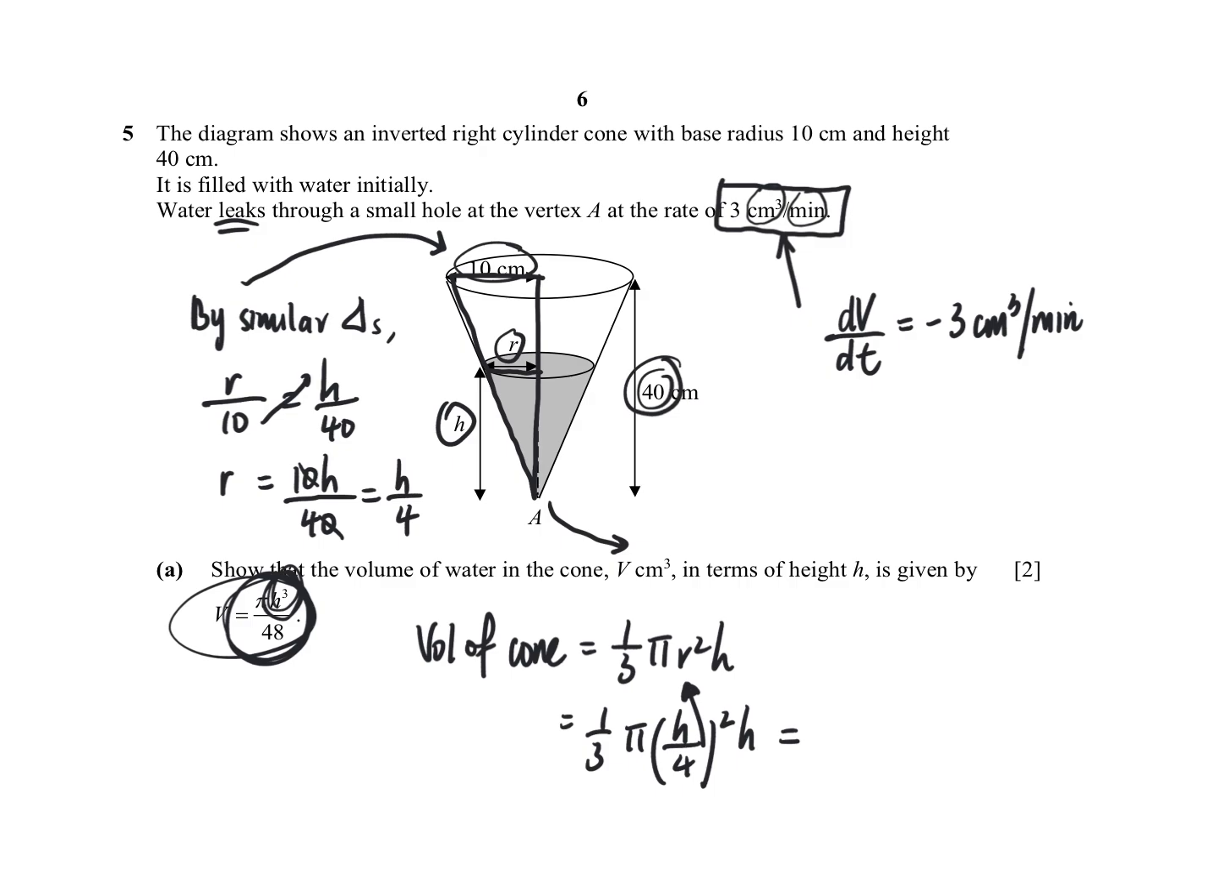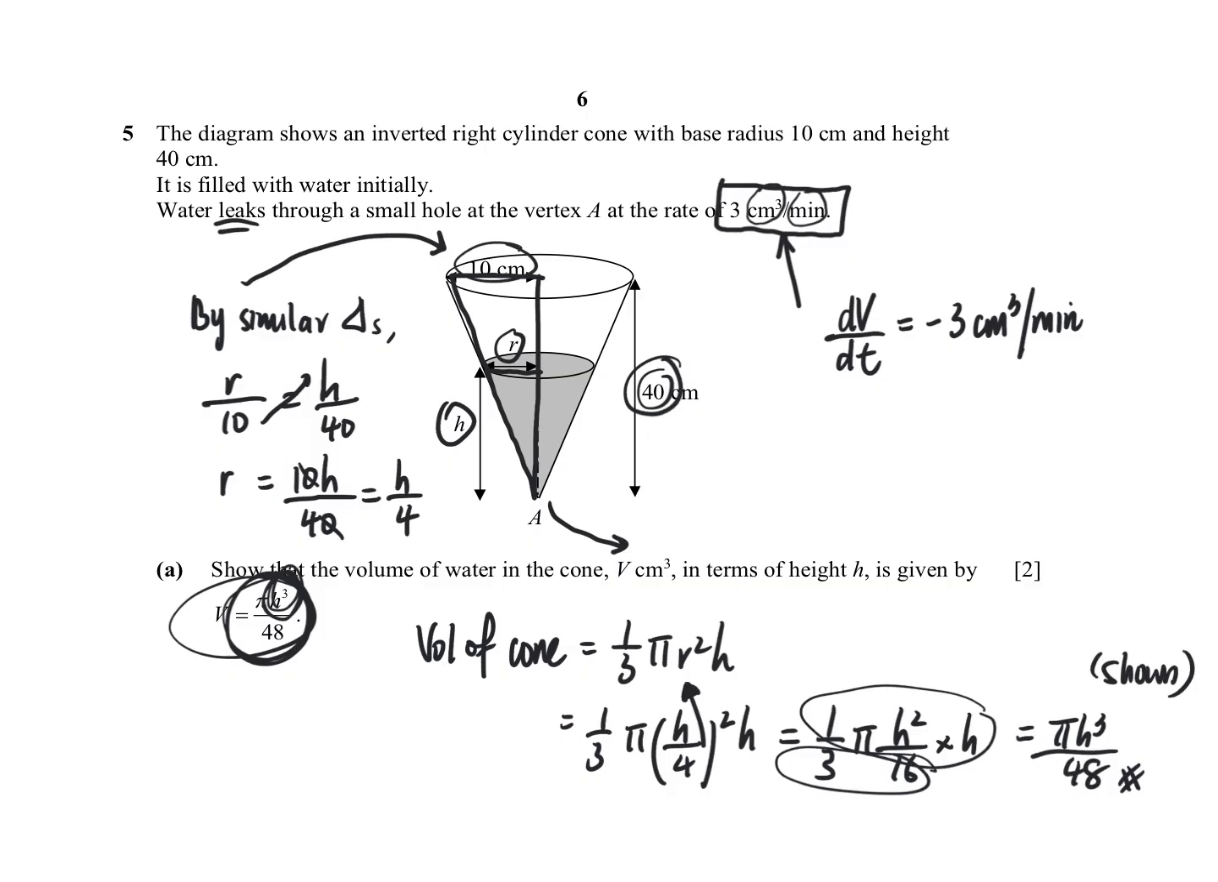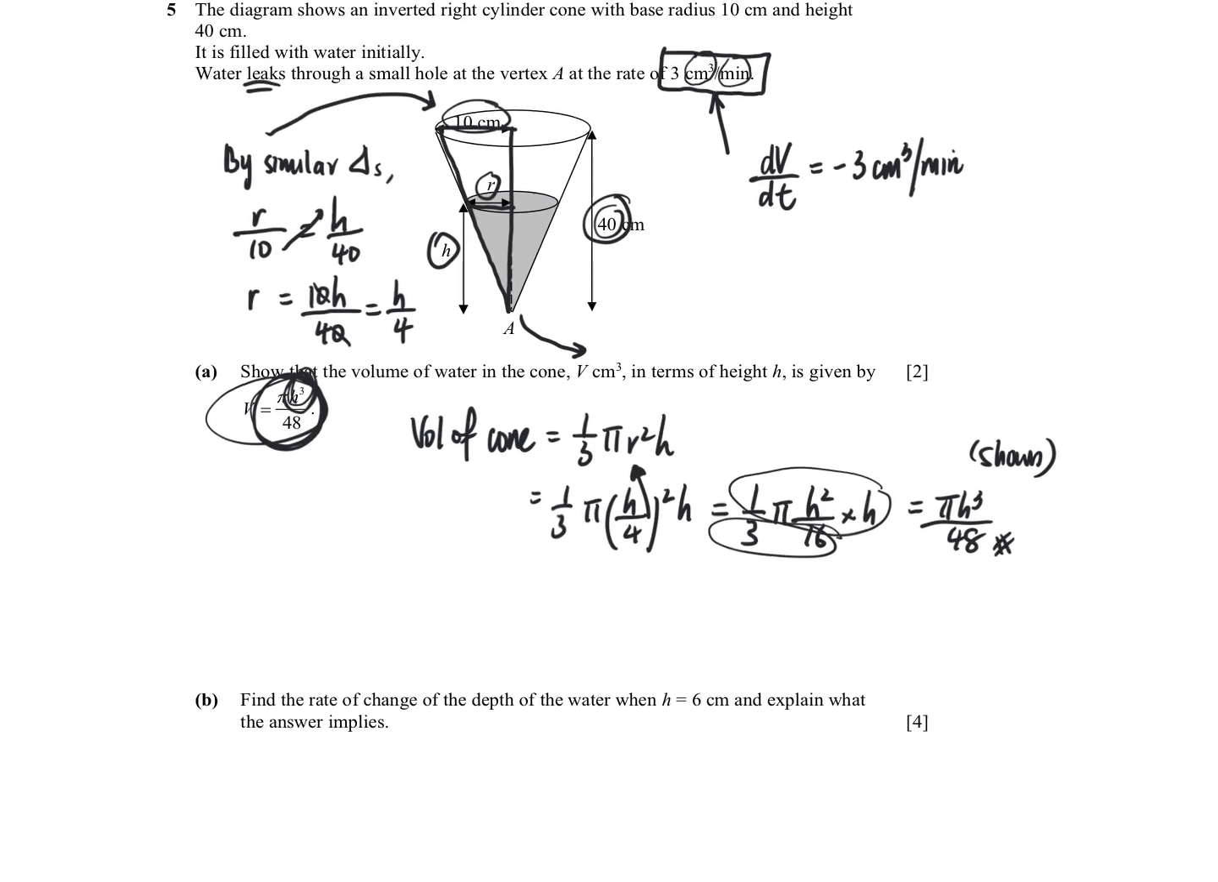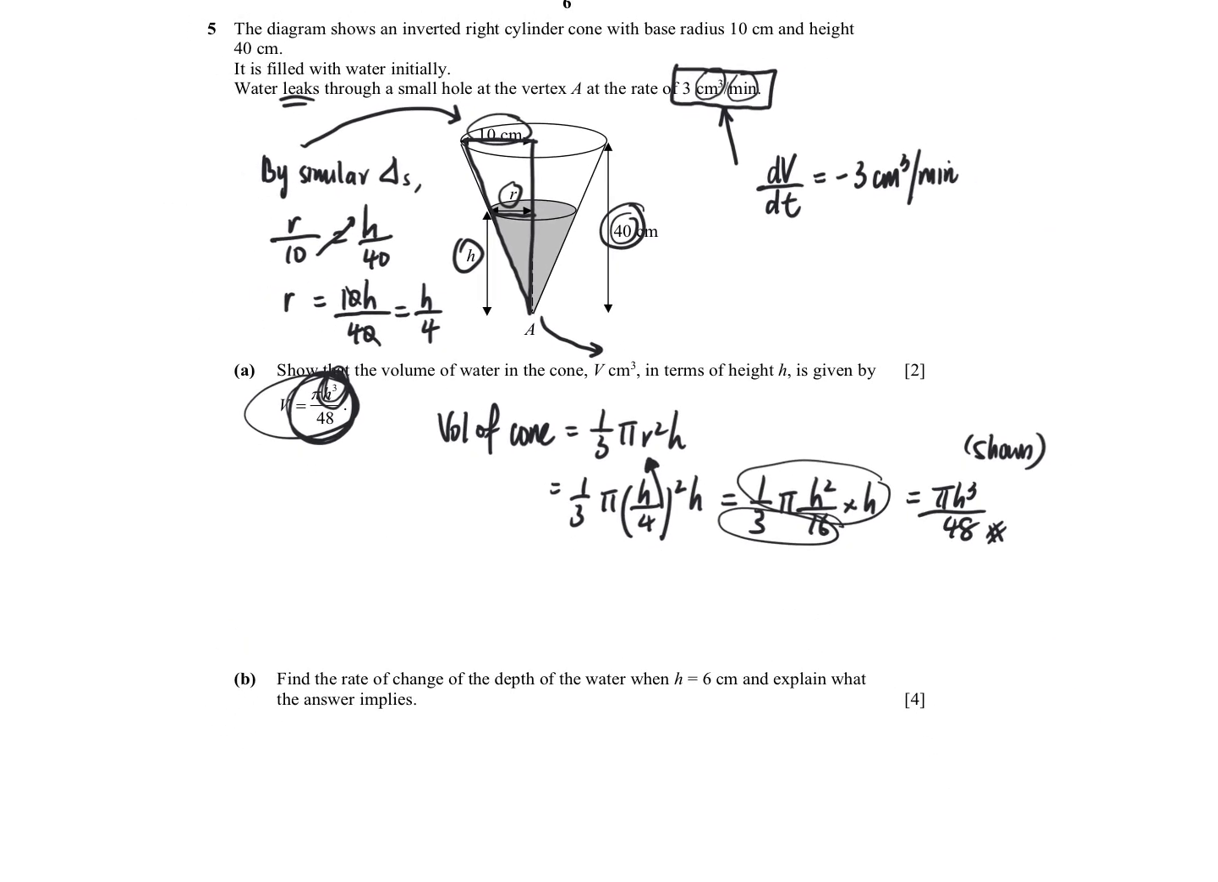So in the end, you will end up with this times h. So the numerator will end up with pi h cubed, and the denominator will be 48. But even if you can't show this part, you can still use the answer for the next part. Next, they say find the rate of change of the depth of water. So they want you to find dh/dt.